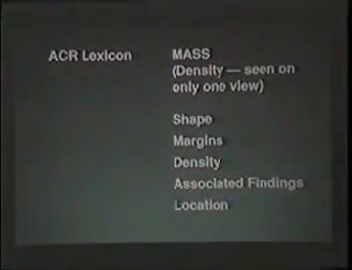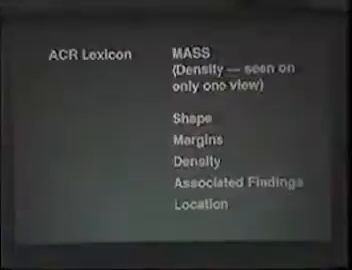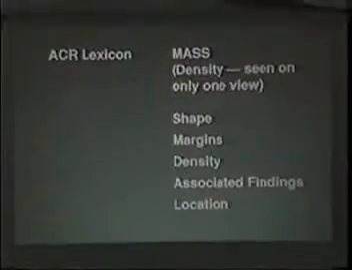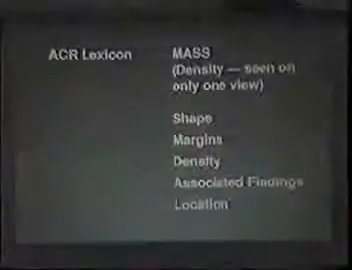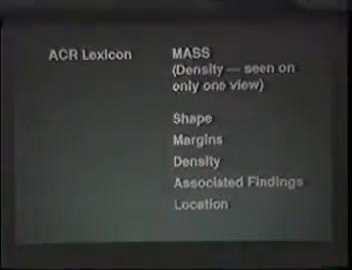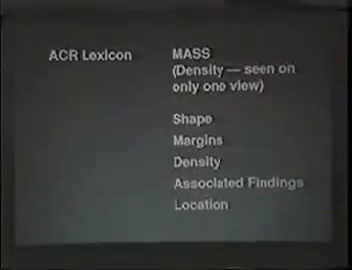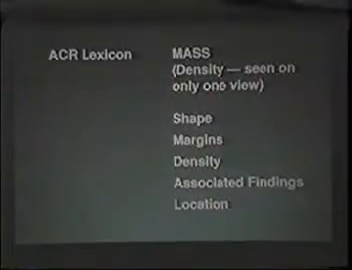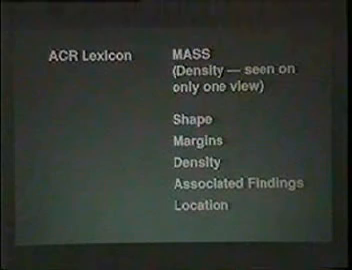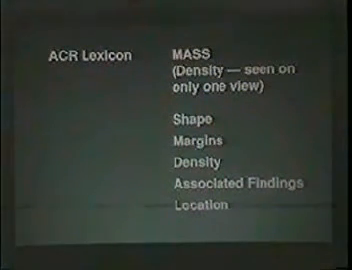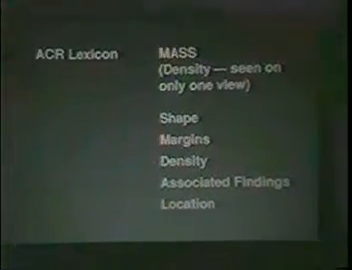The ACR lexicon vocabulary for this includes, first of all, the definition of a mass versus a density. A mass is something that we see on two or more views. A density is something that's only identified on one view. So it may be there or it may not be there. It needs to be worked out in terms of whether or not there's actually something there. Then we need to describe its shape, its margins, its density, the associated findings, and the location in the breast, just as we've already talked about.